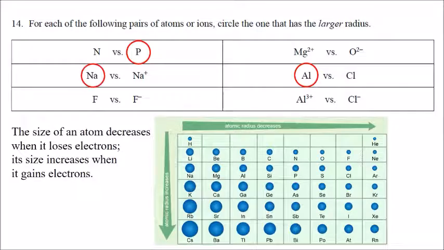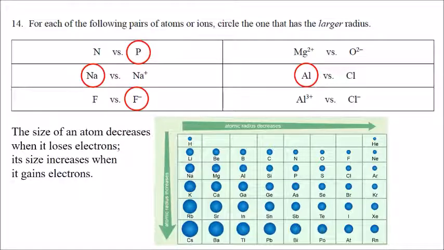Sodium should be larger than the sodium plus ion, which is formed by losing one electron. Fluorine -1 should be larger than the fluorine atom because it gains one electron. Our next two choices have ions.